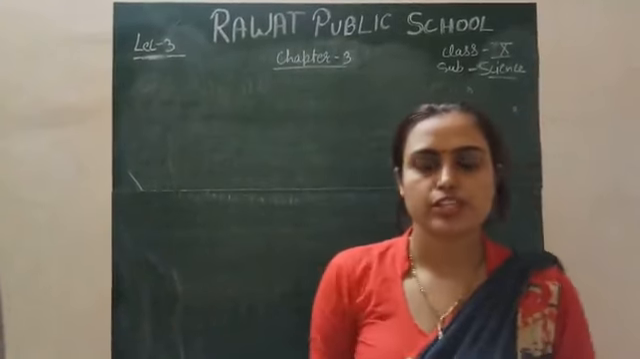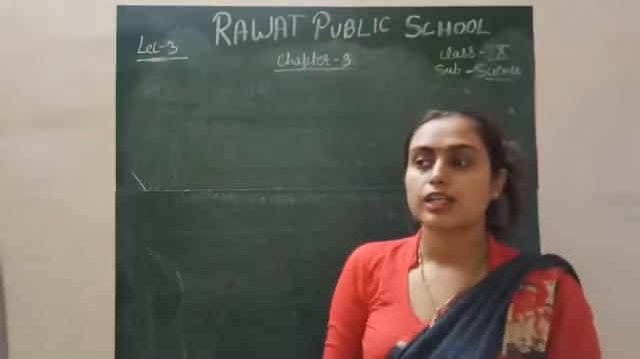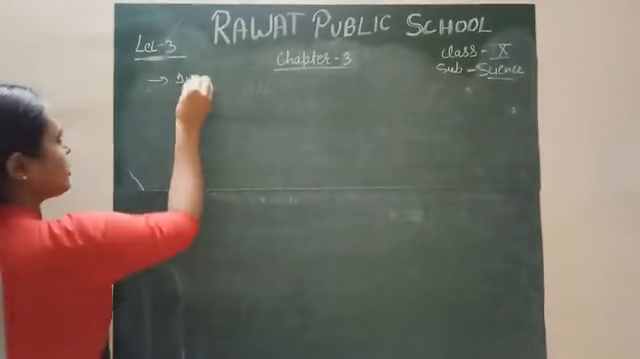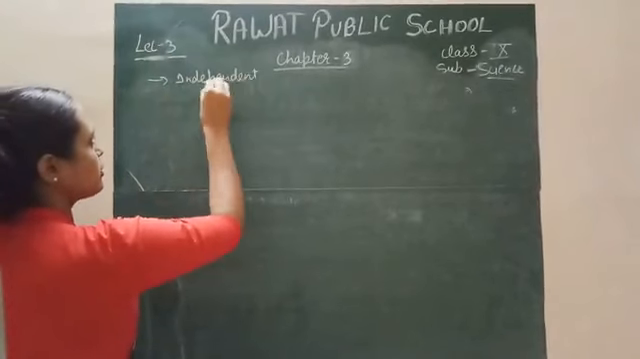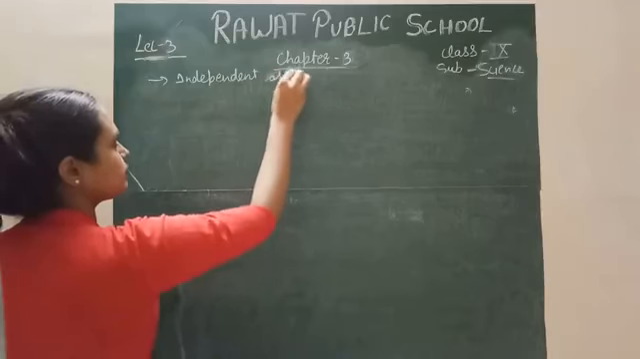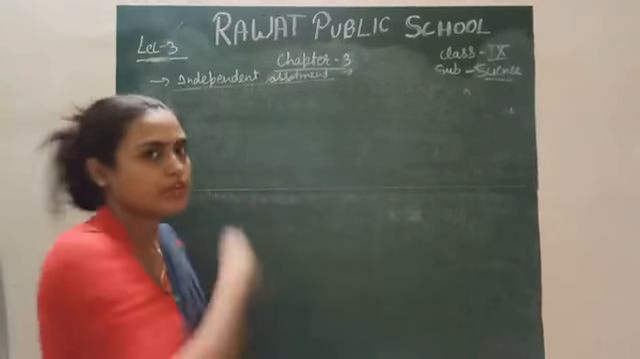Okay, we will proceed with our chapter, and this is our last law of Mendel, the law of independent assortment. What is the meaning of this and how will it be explained?